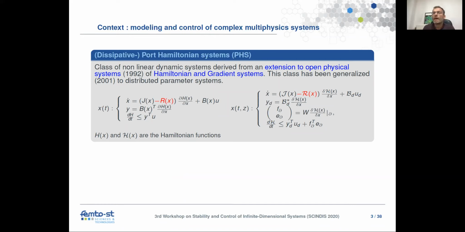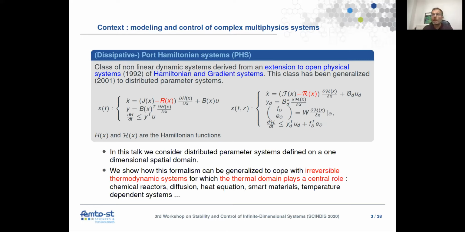In the linear case, of course, h of x is a quadratic form such that the derivative of h is linear with respect to the state. In this case also, j of x does not depend on x, and the system is linear. So this formalism has been extended to distributed parameter systems in the same way, but now we do not have matrices any more, but differential operators. In this case, J is formally skew differential, and we can have in-domain control using u_d, or boundary control, which is the case when we consider distributed parameter systems. And in this case, the total energy depends on the product of u and y in the domain and at the boundary.